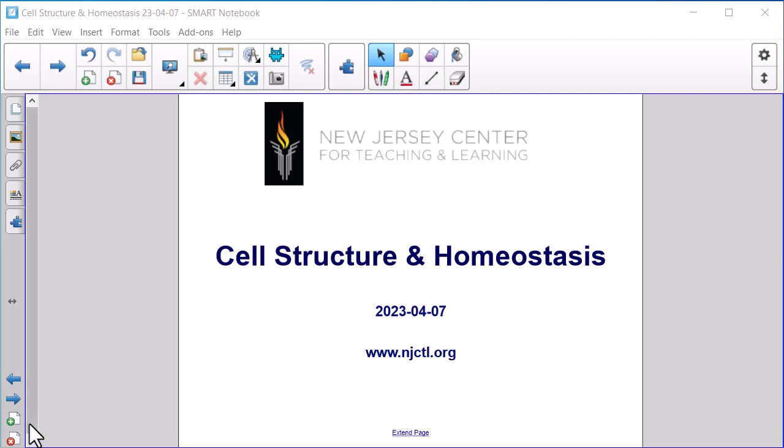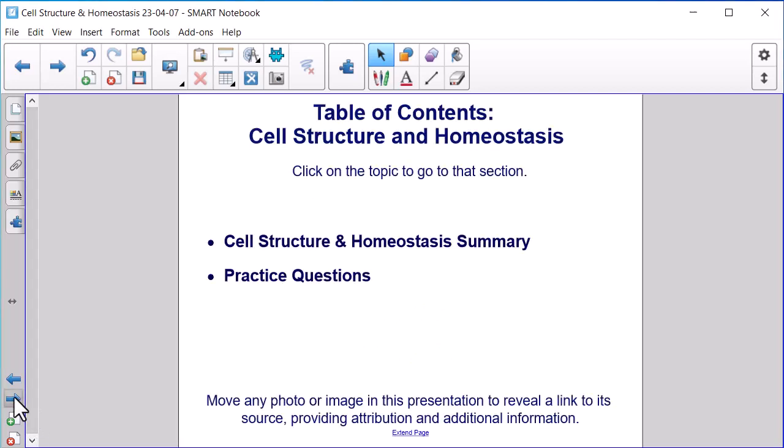Cell structure and homeostasis. For this biology Praxis prep, we will start with a summary of cell structure and homeostasis and follow that with some practice questions similar to what you might see on your Praxis exam.